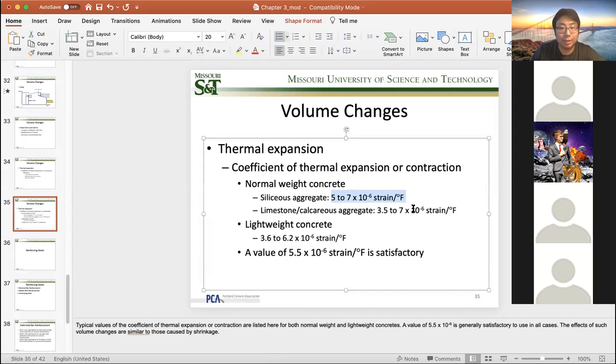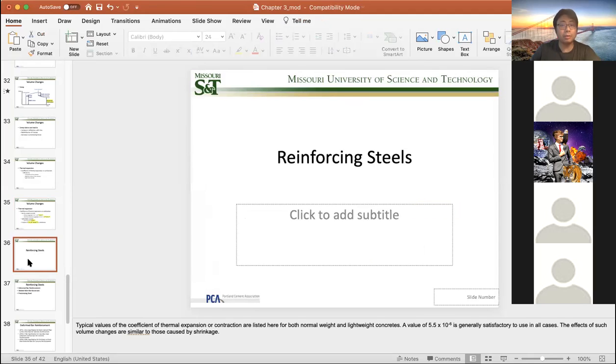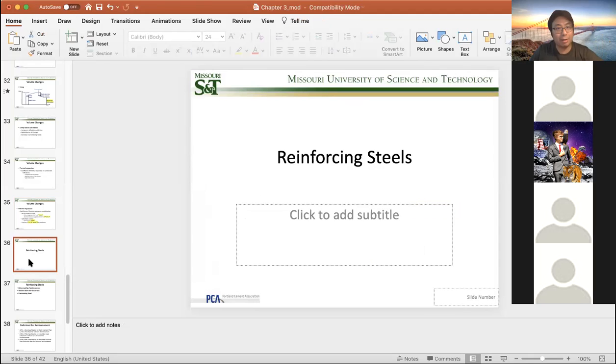And the unit here is very important, okay? 10 to the power minus 6. Strain means no unit, per degree, okay? Per degree. So I want you to remember this unit, okay? The unit is right here. So these are roughly the levels of the coefficient of thermal expansion. As you can see, 5.5, this number here, is the standard value we use for concrete, okay? So not so much to worry about for concrete, okay?